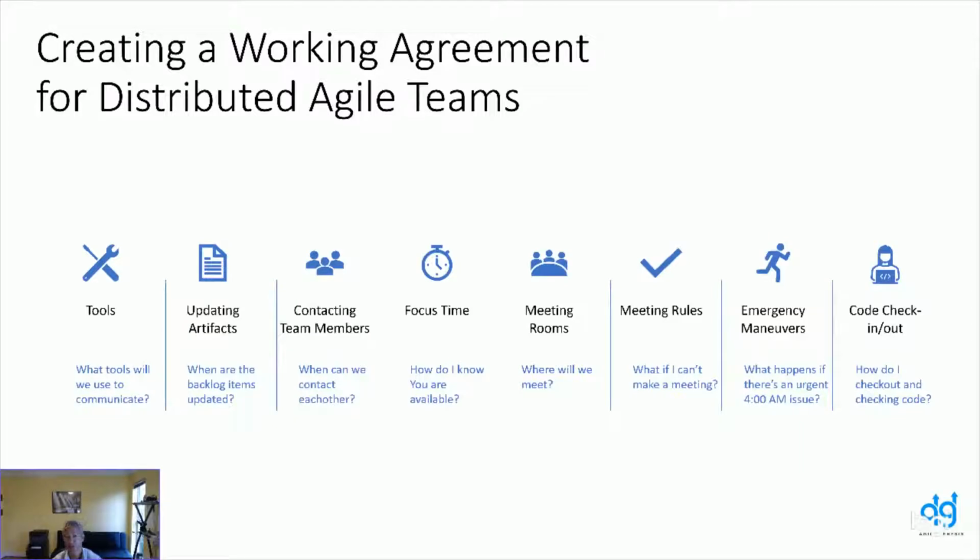Updating artifacts, things like when are the backlog items expected to be updated? When is our sprint backlog expected to be updated if we're using Jira, for example? Some teams are asking for that to be in real time, but we all need to agree to do that. A digital artifact is as good as its last update. If it's out of sync, I'm not going to go back because I'm not going to trust it.